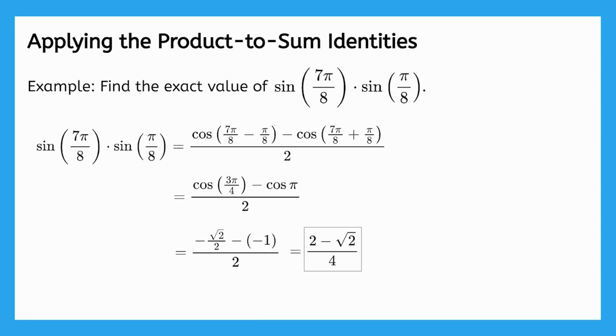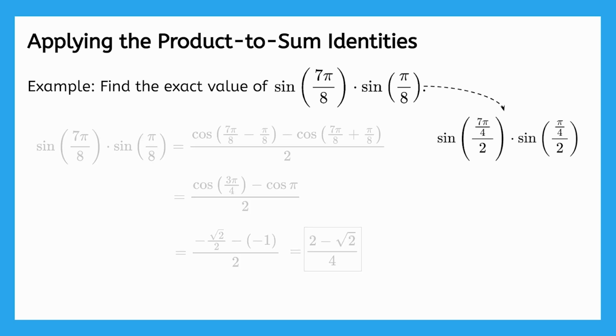Can you think of another way we could have solved this problem? Well, 7 pi over 8 is half of 7 pi over 4, and pi over 8 is half of pi over 4. So we could have used the half angle identity for sine for each factor in this product.